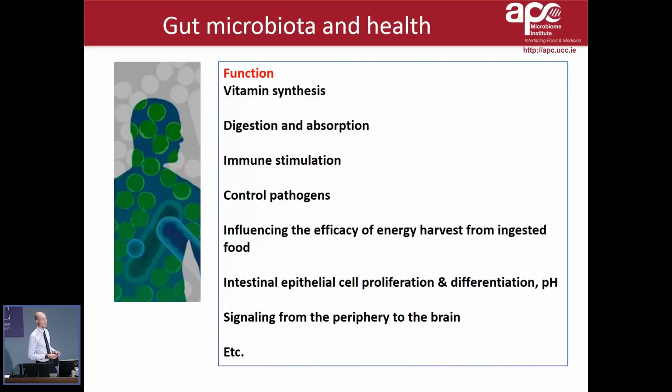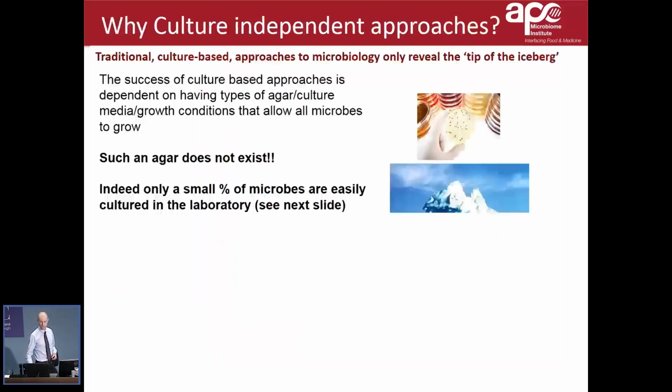And the reason for all of that, and this is only a quick overview, is that the microbiota can contribute to health in things like vitamin synthesis, digestion and absorption, immune stimulation, the control of pathogens either through the production of antimicrobials or through the attachment of microbes to the gut, preventing a pathogen from attaching and causing disease, influencing the efficacy of energy harvest, which has implications with regards to obesity, but also for people who don't have sufficient nutrients in their diet, intestinal epithelial cell proliferation, signaling from the periphery to the brain, and you could speak for 30 minutes on this topic alone.